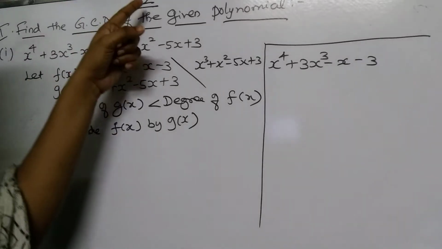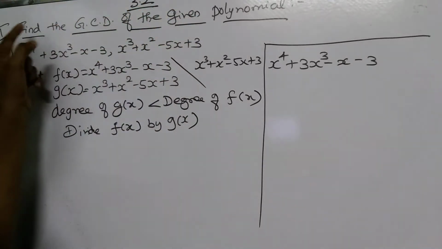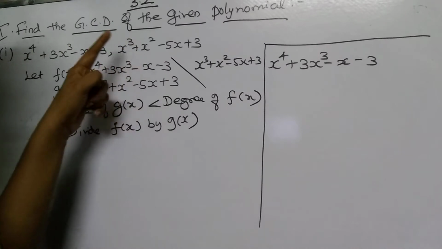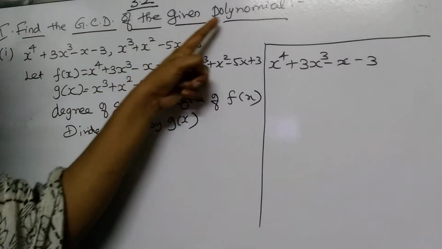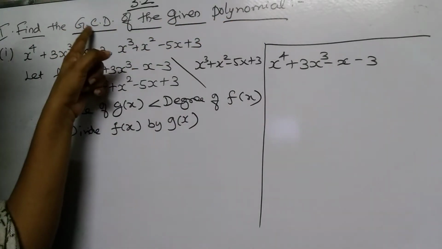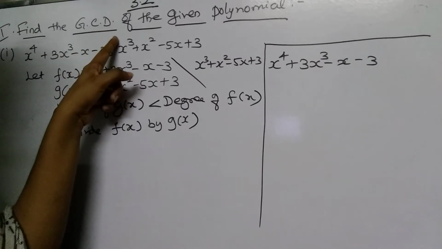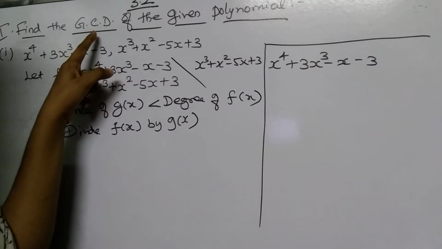Next, exercise 3.2, algebraic numbers, algebra, 10th standard. Now find the GCD of the given polynomials. What is the GCD? Greatest common divisor. You have to find the common divisors.